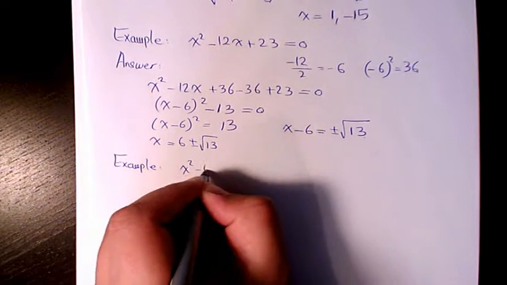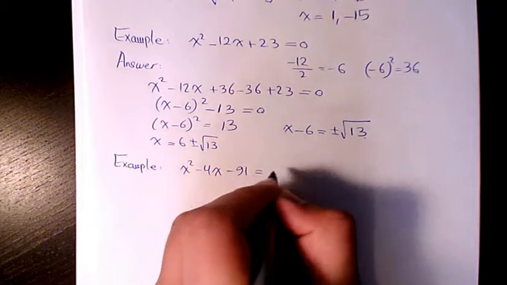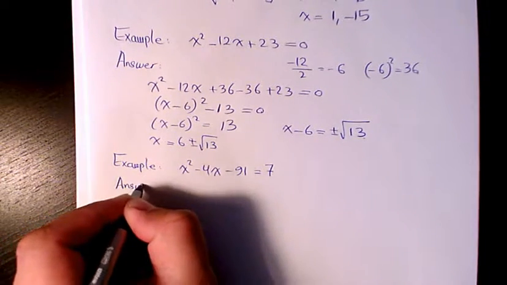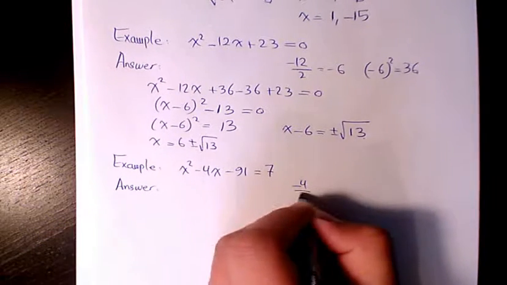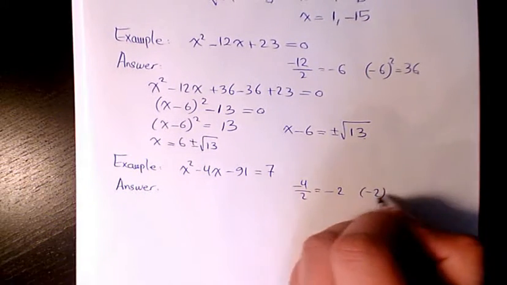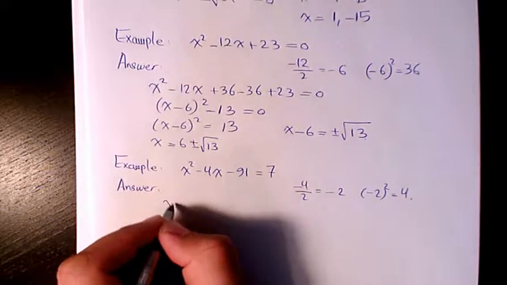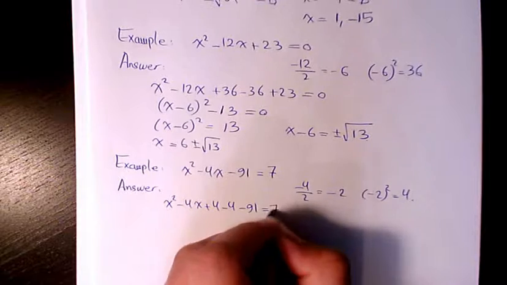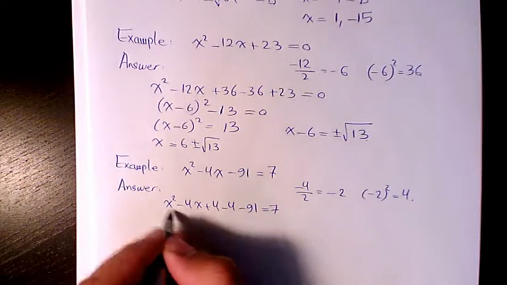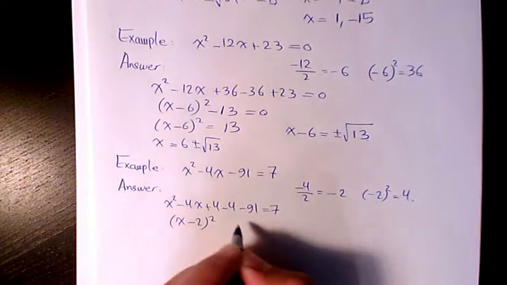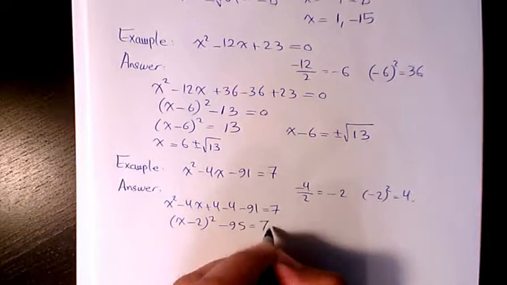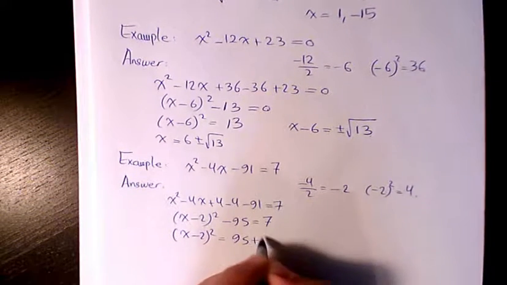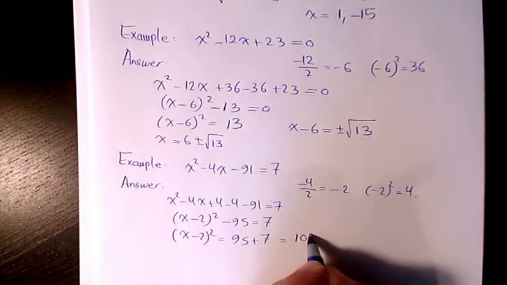x squared minus 4x minus 91 equals 7. Negative 4 divided by 2 is negative 2. Negative 2 squared is positive 4. So I have x squared minus 4x plus 4 minus 4 minus 91 equals 7. So for the first 3 terms, I have (x minus 2) to the power of 2, minus 95, equals 7. So (x minus 2) squared is going to be 95 plus 7, which is 102.